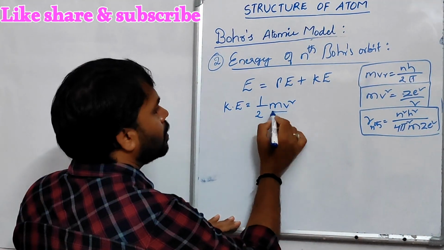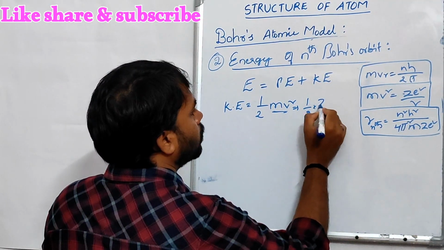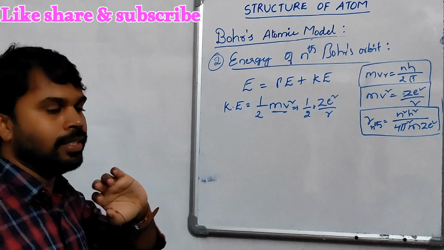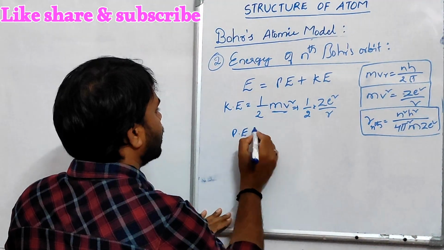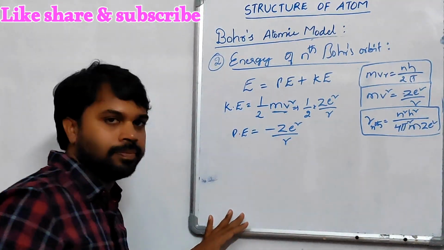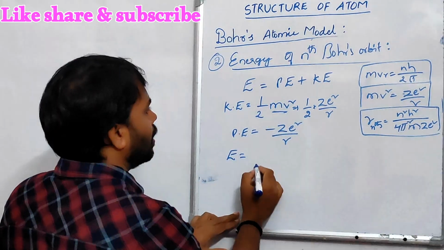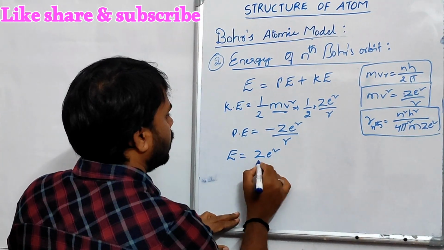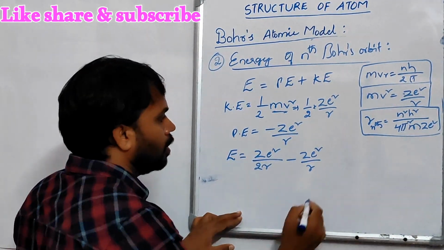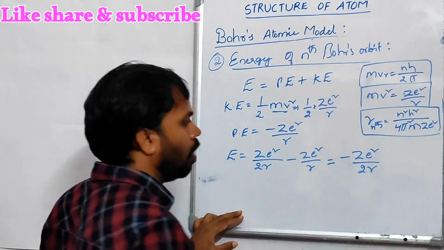In this, mv square is replaced with this value, that equals 1 by 2 into Ze square by r. This is the value of kinetic energy. And potential energy equals minus Ze square by r. Now the total energy E equals the sum of potential energy plus kinetic energy. Ze square by 2r minus Ze square by r equals minus Ze square by 2r.